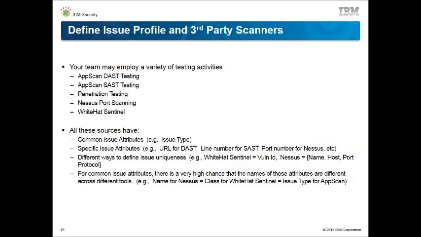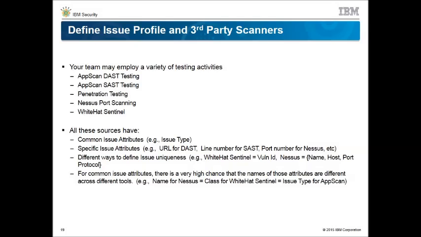If we just take some examples, WhiteHat Sentinel uses the vuln ID. Nessus uses a combination of name, host, port, and protocol. We have our own IDs. So you can see how all these sources of information have their own way of defining uniqueness, and that's okay because you cannot standardize these things. And then, as I was saying, you have common issue attributes, but they have different names. They all talk about the same things, but they simply have different names.